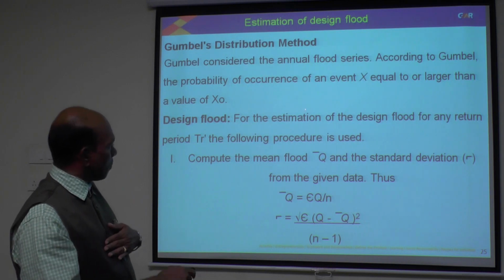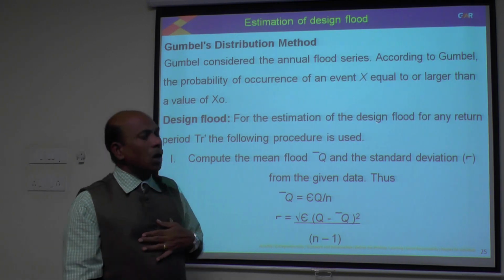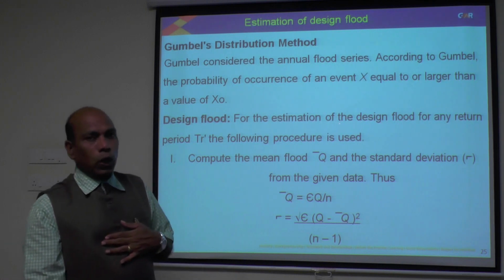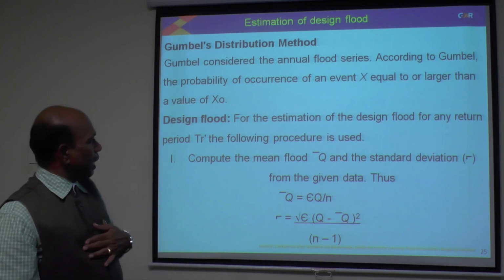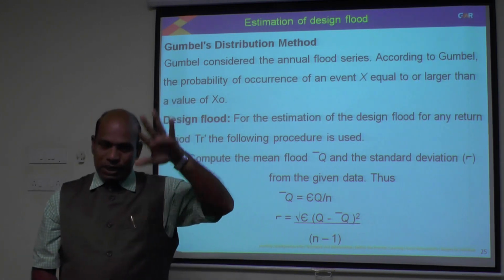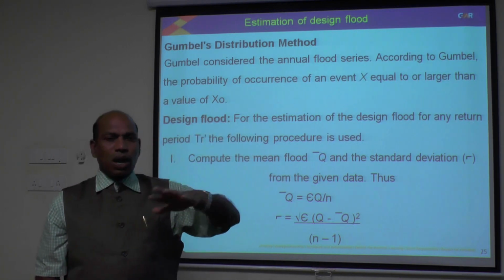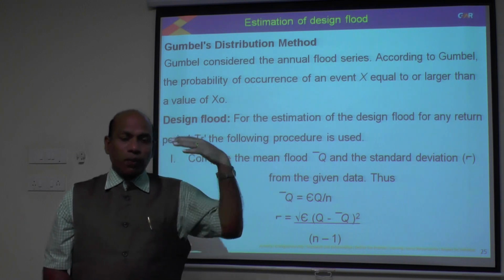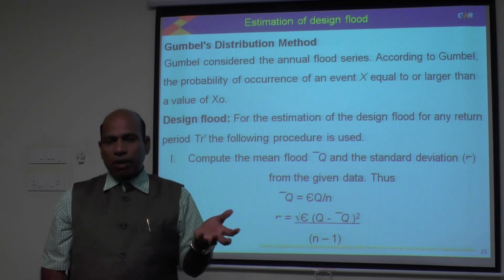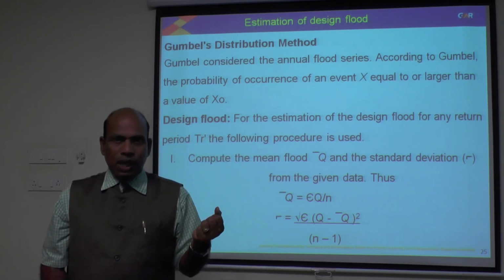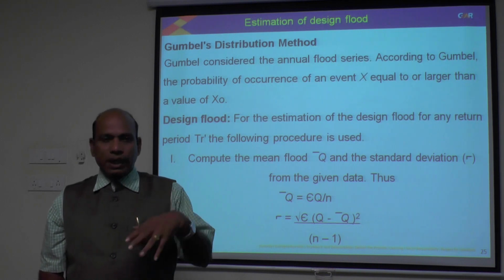Here they have given some steps for the determination of peak discharge by using Gumbel's technique. Here they have given floods with respect to year: 20 years of floods, or 30 years, or 50 years of floods, based on availability. And they have also given the recurrence interval.